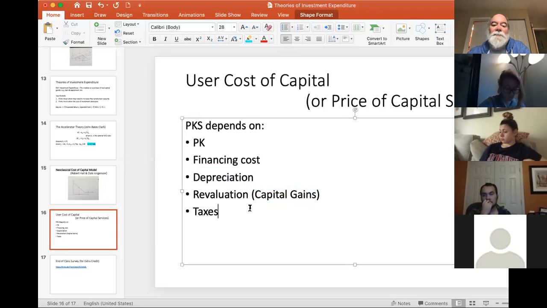And then the final element is taxes. Okay. So you use the truck in your business, the business generates revenues, hopefully it generates a profit, you're going to owe a corporate income tax if you're incorporated, or a personal income tax if you're not incorporated, right? So ideally, we want to incorporate the taxes that you pay in the price of capital services.